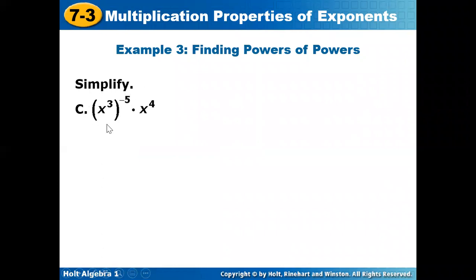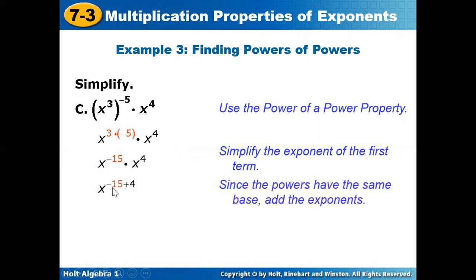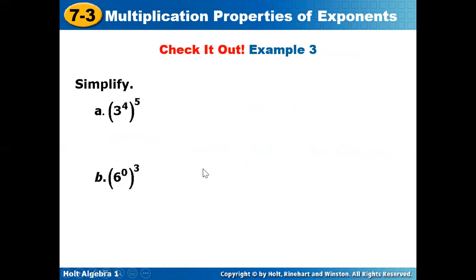So we have to simplify your parentheses first, right? So this is multiple steps here. Simplify your parentheses first. 3 times -5 gives us x to the -15th. And then we have x to the -15th times x to the 4th, which means since we are multiplying same base, we're going to use addition. -15 plus 4 is -11, x to the -11 power. You always want to have a positive exponent, so you have to do 1 over x to the 11th. All right.